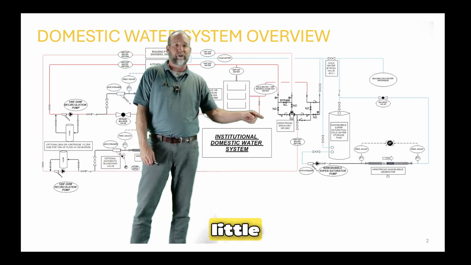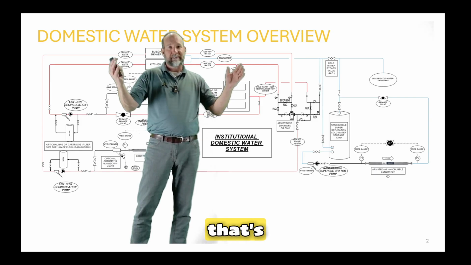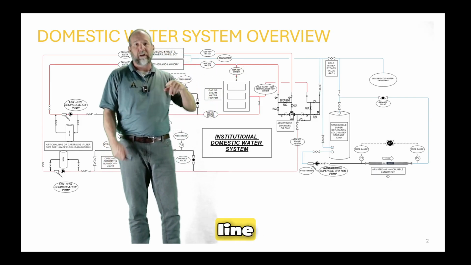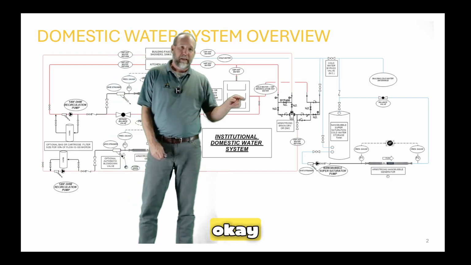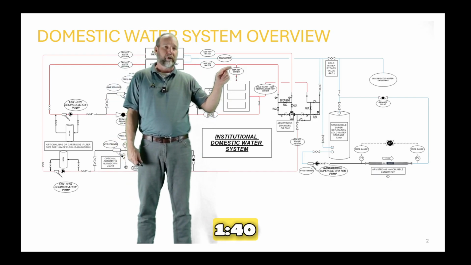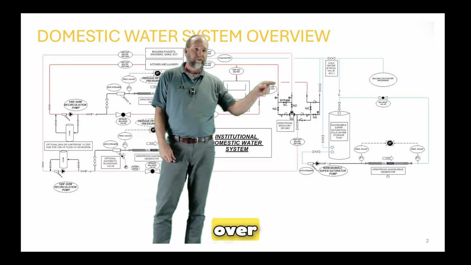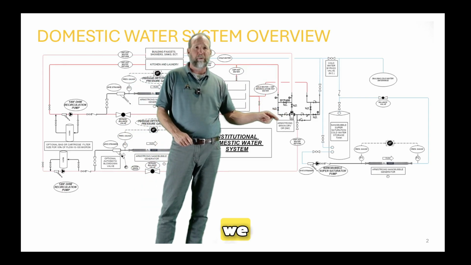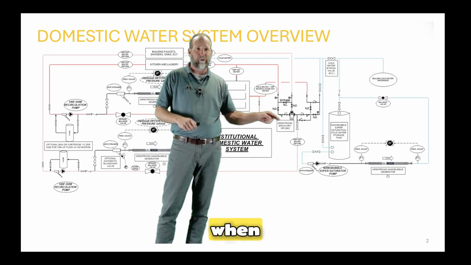It comes back a little bit colder, it gets heated up, and that's how we keep that whole loop hot. And then the fixtures, they all just draw off of that line down the road, okay? Now, the hot water also comes out at 140 out of the water heater, goes over here into our master mixing valve. We'll talk about why we need a master mixing valve in a second when we get into that.